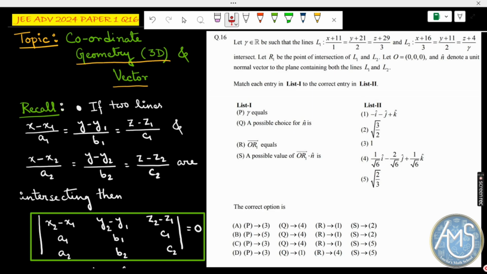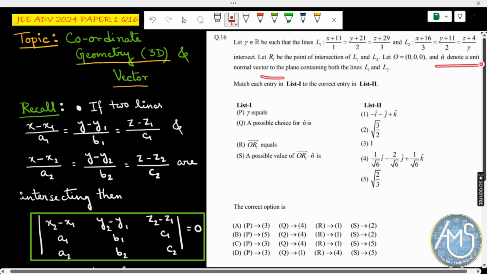So let's read question number 16. Let gamma belong to R be such that the lines L1 and L2 intersect. Let R1 be the point of intersection of L1 and L2. Let O be the origin and n cap denote a unit normal vector to the plane containing both the lines L1 and L2.